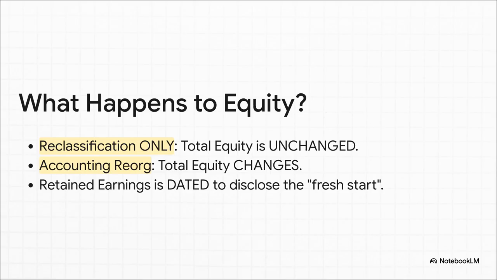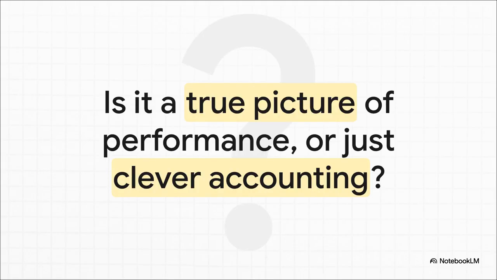This is probably the number one trap students fall into, so let's make it crystal clear. If it's a simple deficit reclassification, total equity does not change. It's just moving numbers around inside equity. But if it's a full accounting reorganization with asset restatements, total equity does change. Got it? Also, one last detail. After the reset, the retained earnings account has to be dated for a few years, so everyone knows a fresh start happened.